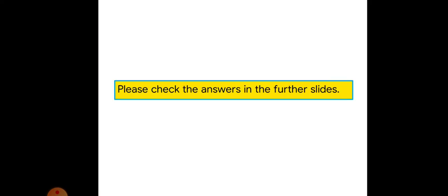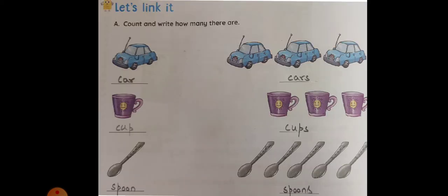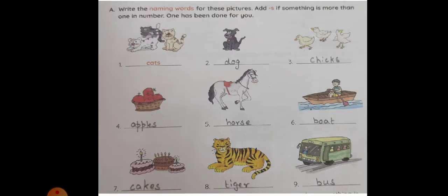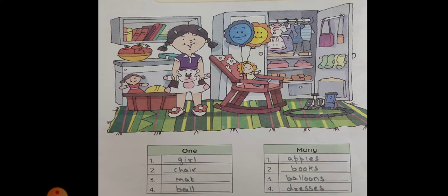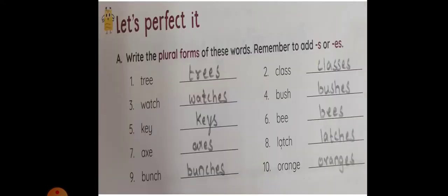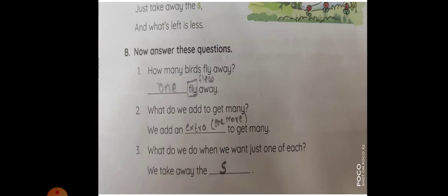Now see here, please check the answers in the further slides. First try to write yourself and then you will be checking the answers. Okay children, see here, this is the first slide and then it goes to the next and then next. And then see here, I have given those corrections. You just write those things children.